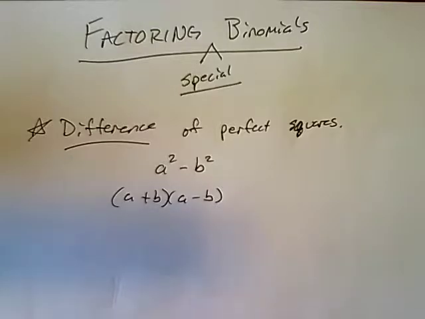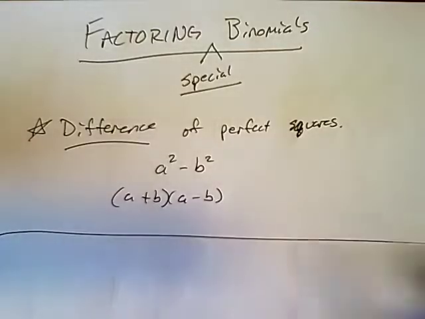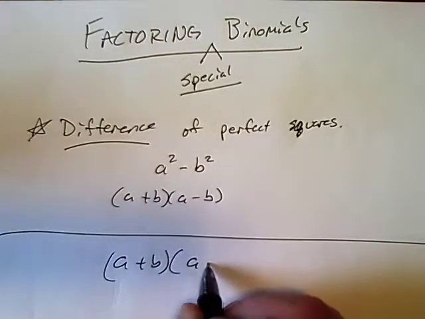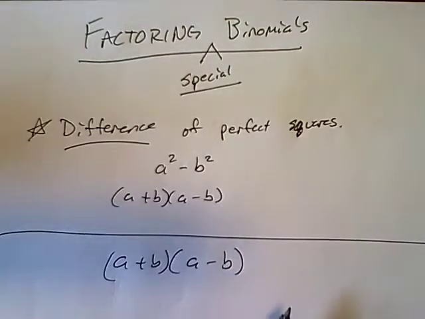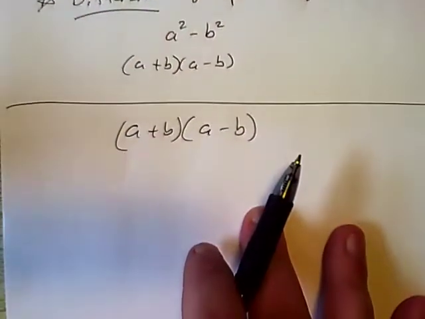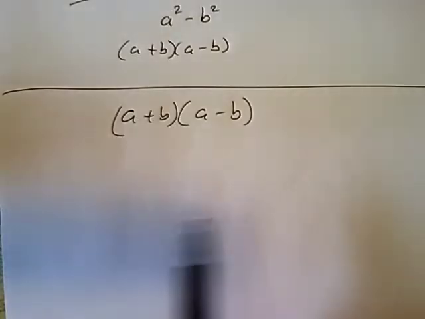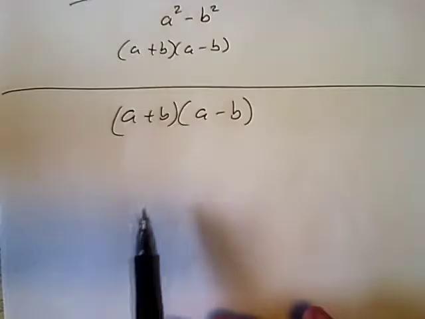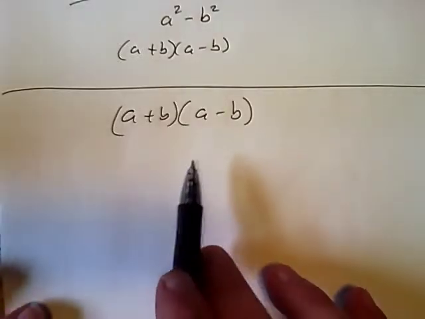And that's fine. What I need you to understand though is, if I were to FOIL these out, or multiply, a plus b times a minus b, let's see what happens. Maybe you'll notice that if you start at the end, you can get back to the beginning pretty quick. This might be one of the easiest ones that we do.